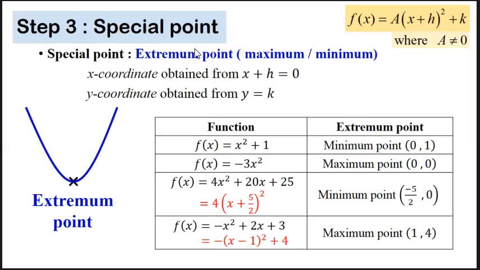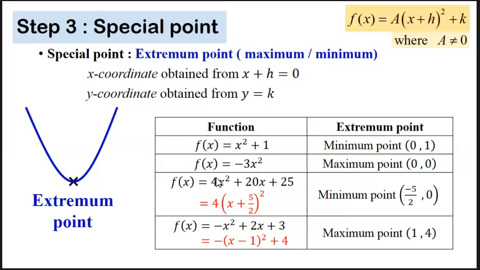Next, step 3. We talk about the special points in quadratics. The special points in a quadratic are what we call the extremum point, which corresponds to the maximum or minimum point as we saw from the graph just now. To obtain the x coordinate, we set the bracket square term, x plus h, equal to 0. Solving it, we have x equals minus h. So minus h will be the x coordinate of the extremum point. Then the corresponding k that we observe here will be the y coordinate.